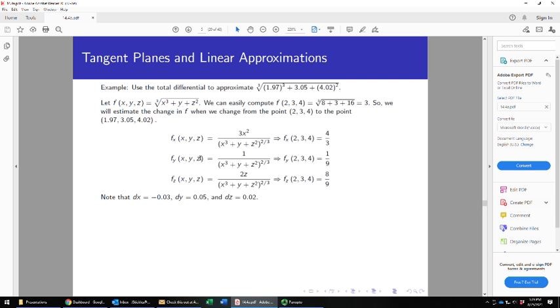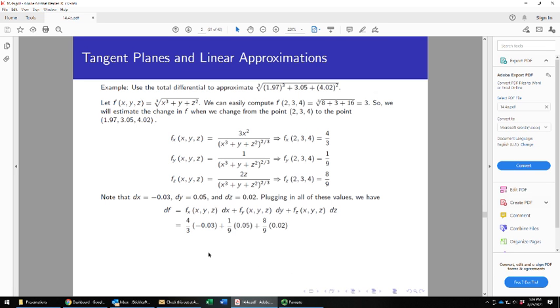Now we need to get our actual values for change in x, change in y, change in z. Well, we went from the point 2, 3, 4 to the point 1.97, 3.05, 4.02. So x went down 3/100, y went up 5/100, z went up 2/100. All right, so let's do the total differential now. The change in f, or the differential of f, is partial of x times differential of x, plus partial of y times differential of y, plus partial of z times differential of z. That's our total differential in three variables in this case.